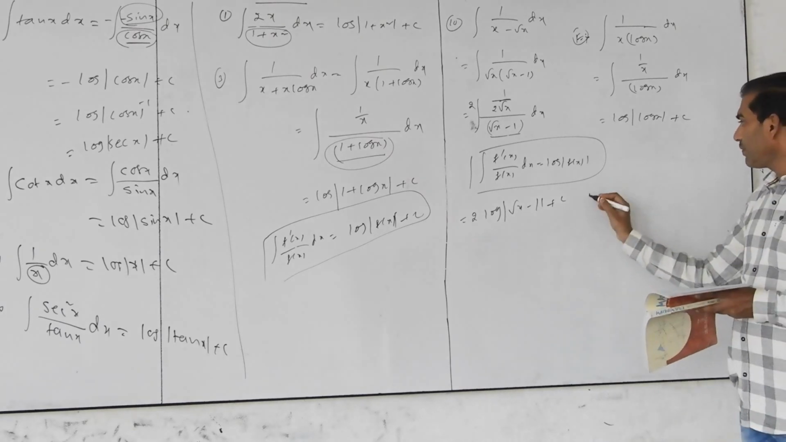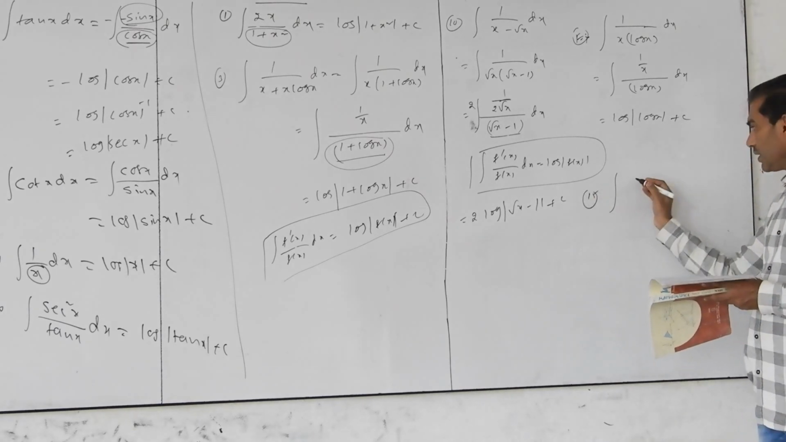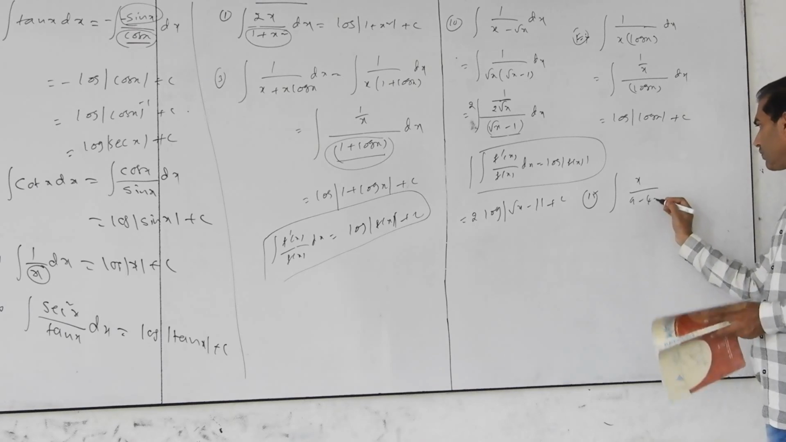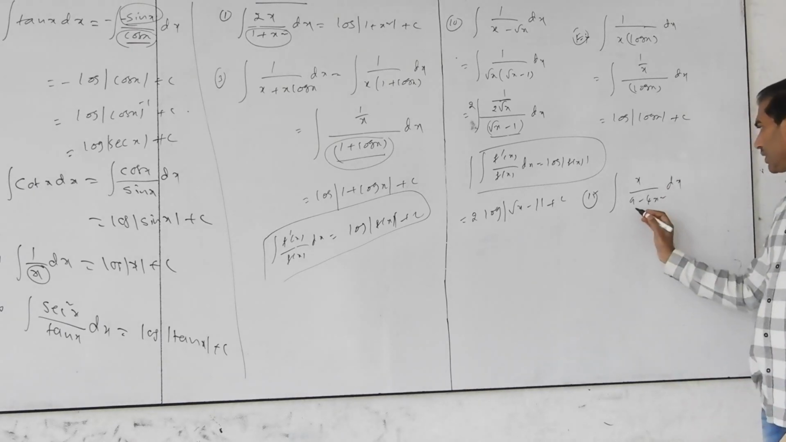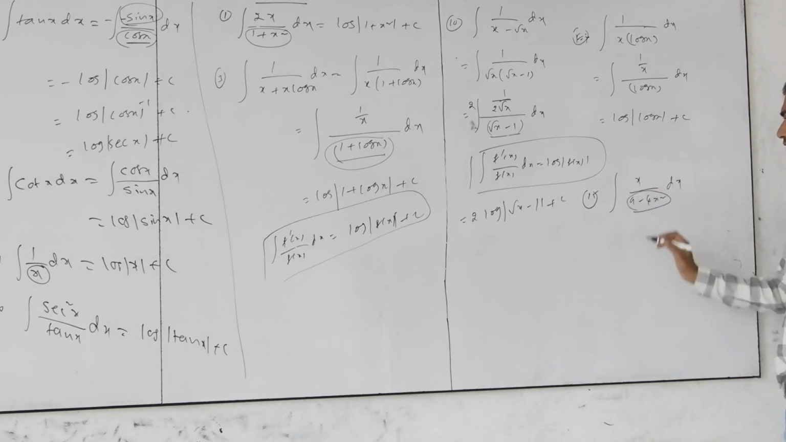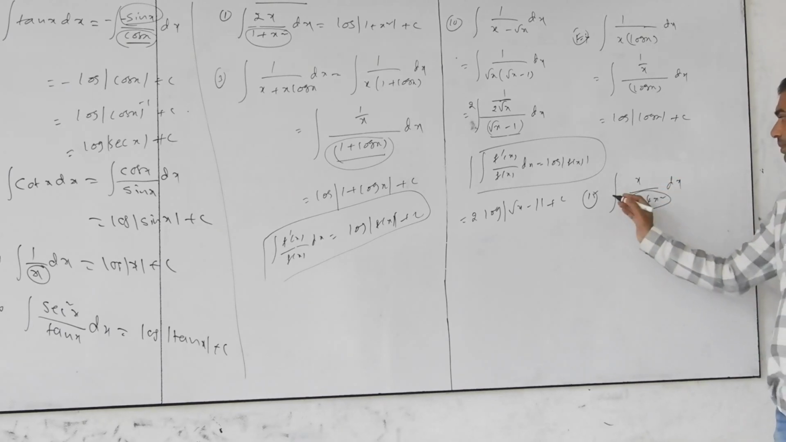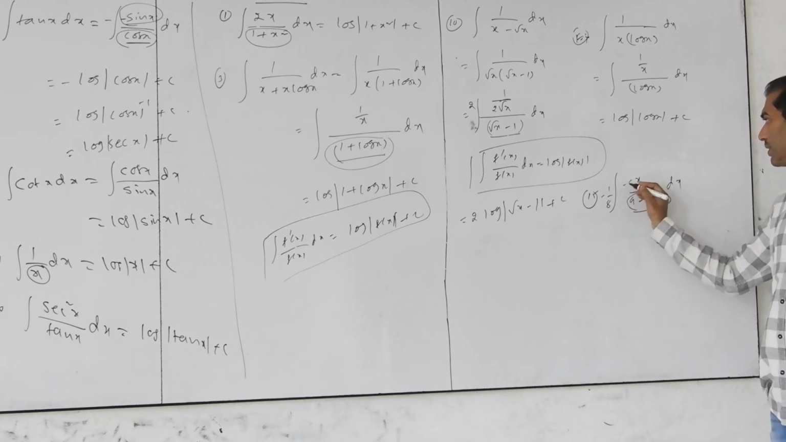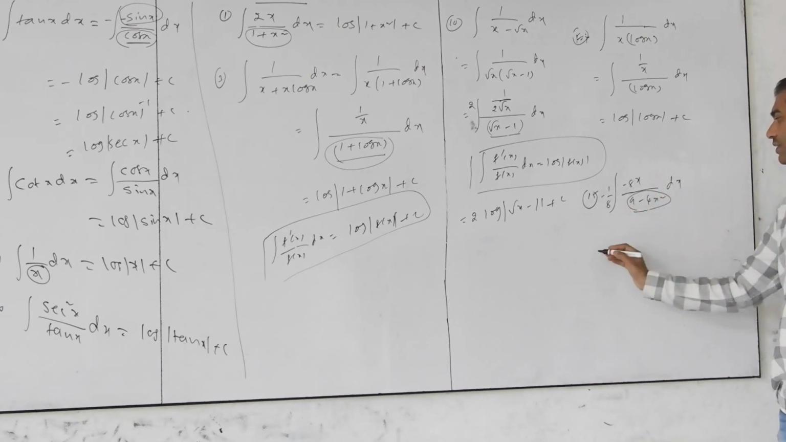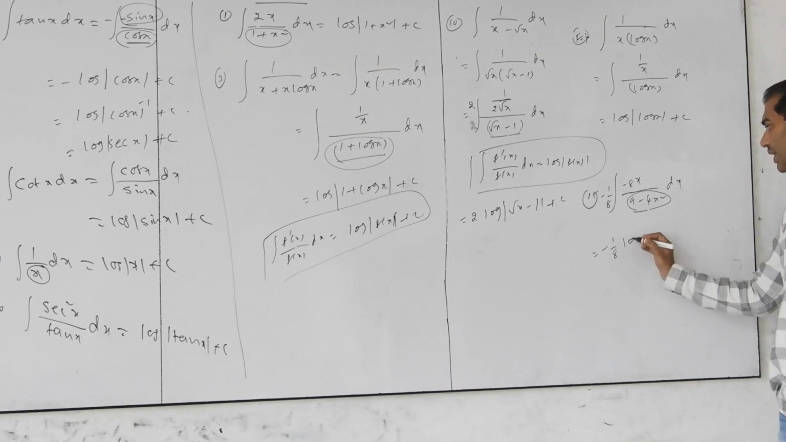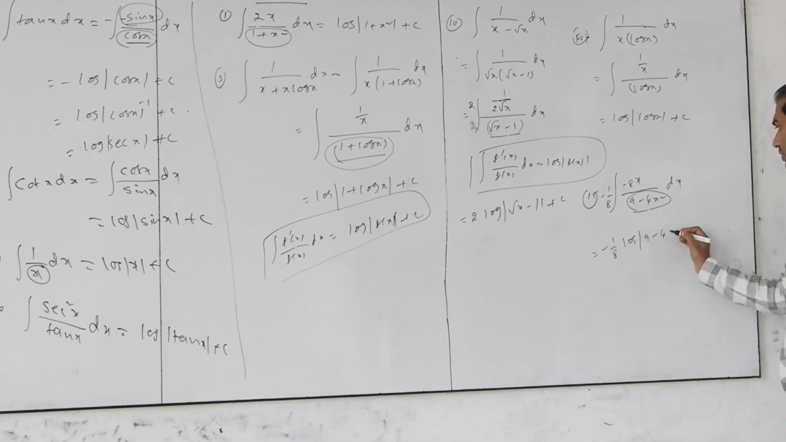Next. Question number 15. Integration of x by 9 minus 4x square dx. The derivative of 9 minus 4x square is minus 8x, but minus 8 is not there. Multiply by minus 1 by 8. The derivative is there, so the answer is minus 1 by 8 log of 9 minus 4x square plus c.